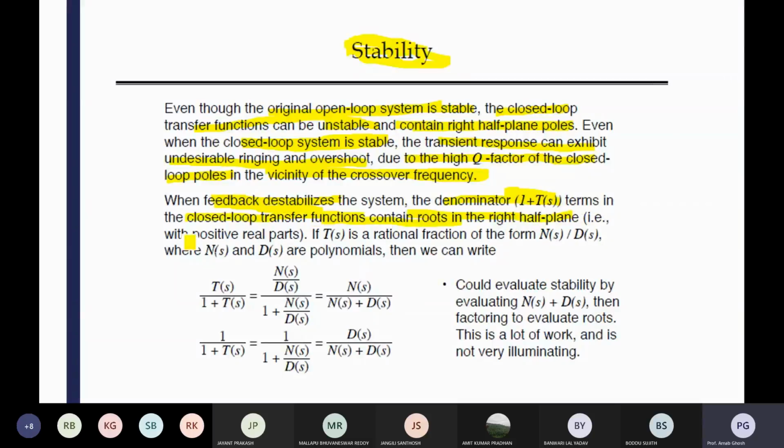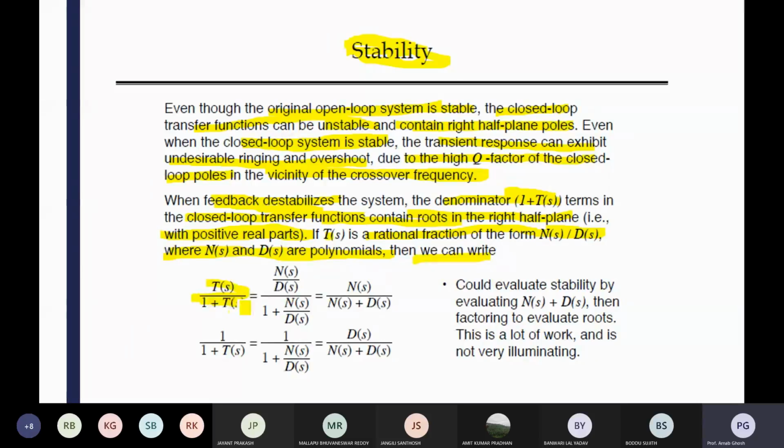From N(s) by D(s), where N(s) and D(s) are polynomials, a rational function is a ratio of polynomials. So T(s) by 1 plus T(s), when you write T(s) as N(s) by D(s), you can simplify it to N(s) by N(s) plus D(s). And 1 by T(s) you can write as D(s) by N(s) plus D(s).